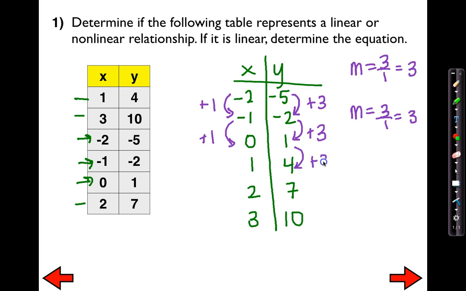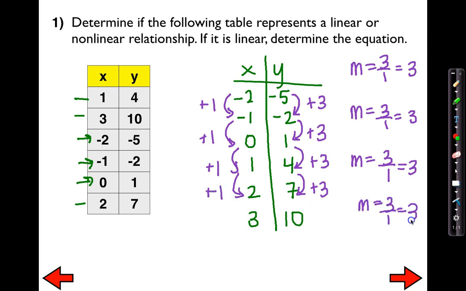From 1 to 4, we are adding 3. From 0 to 1, we are adding 1. Still looks pretty good. The change is 3 over 1. Continuing again, here we are adding 3. Here we are adding 1. So far, so good. Now, last but not least, from 7 to 10, we are adding 3. From 2 to 3, we're adding 1. So my slope is still 3 over 1, which is 3.